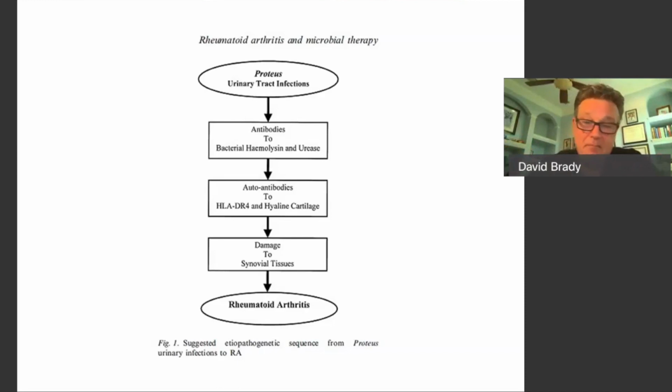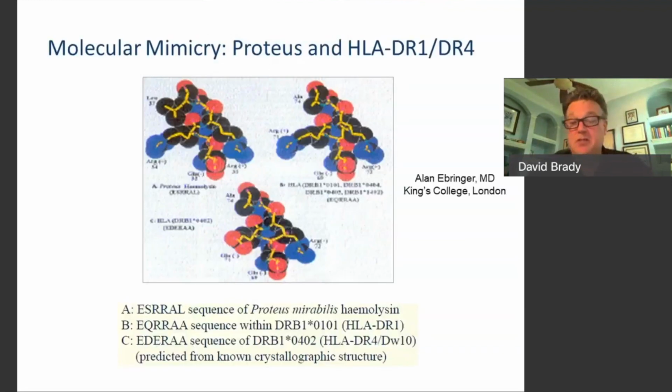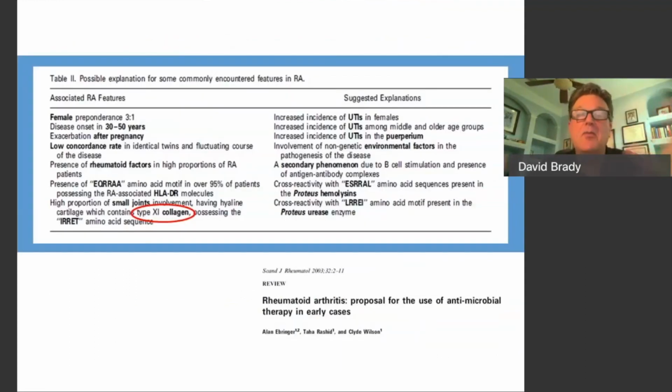And he kept following down that tunnel, and he found out that the bacterium Proteus mirabilis produces a bacterial hemolysin and urease enzymes that have a molecular structure that can cause crossover molecular mimicry to specific joint structures, which is pretty amazing. And he worked out all of the molecular, spatial, all of the moieties and all of the motifs, the amino acid motifs, I should say. And he answered many of the questions that we learned in medical school about RA.